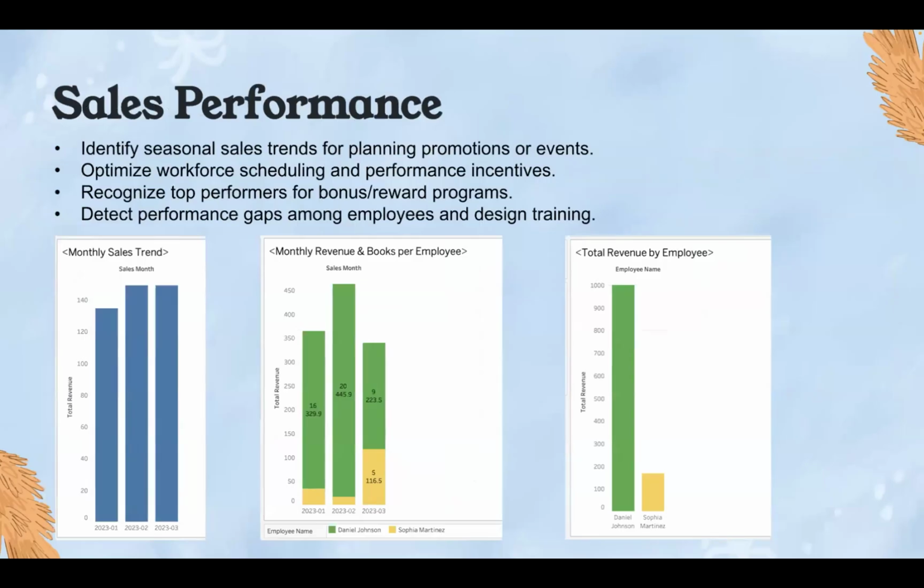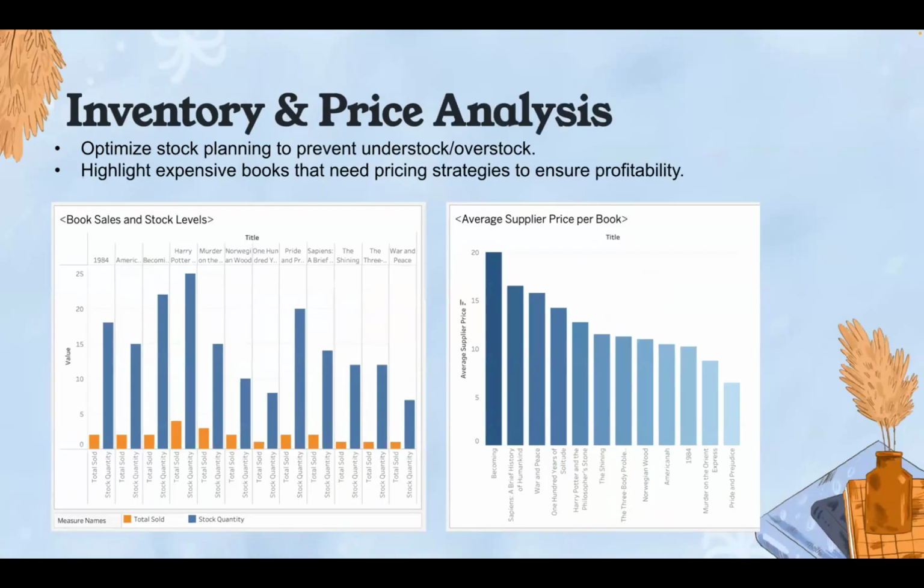And then we also analyzed the sales performance. We visualized the monthly trends for planning, promotions, or events. We also have employee level performance. It helps us find the strong performers for rewards and notice who may need support or training to improve our service. And the last one is inventory and suppliers cost analysis.